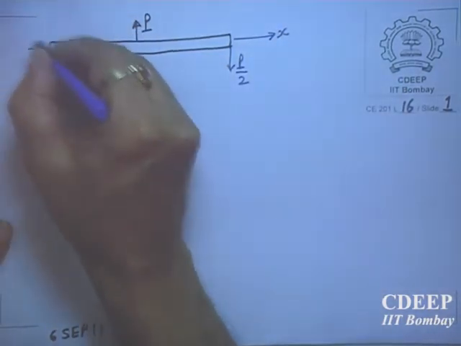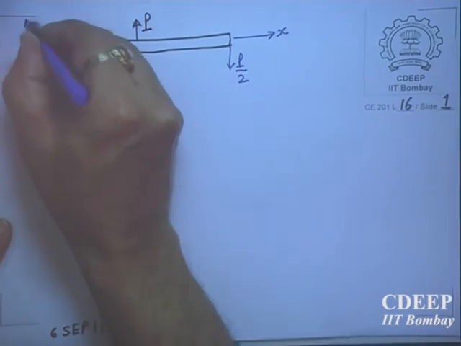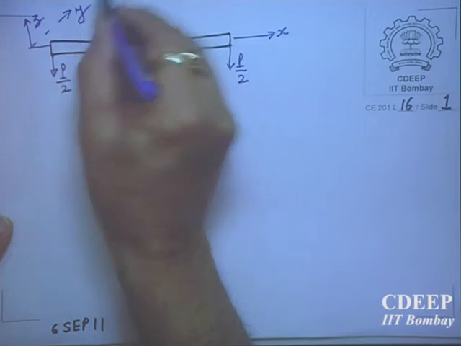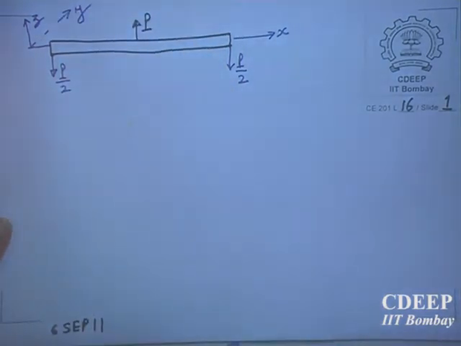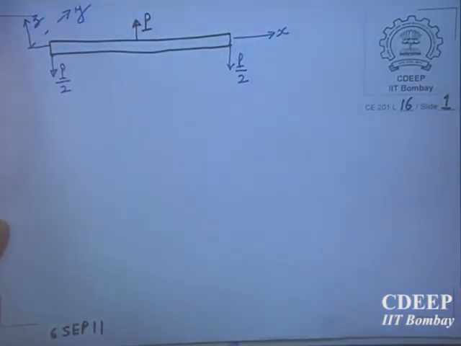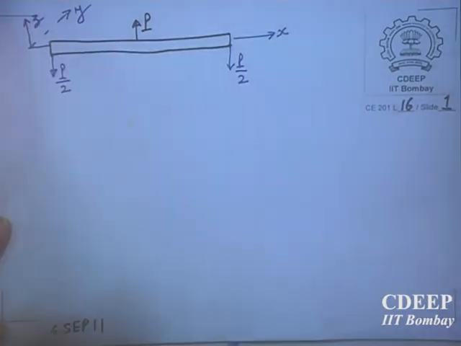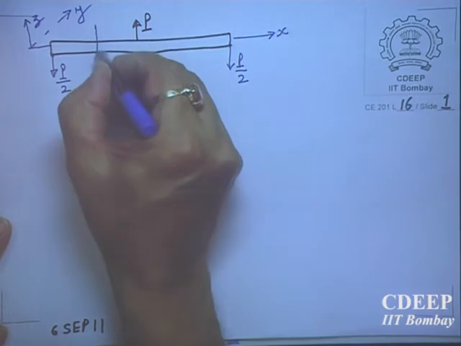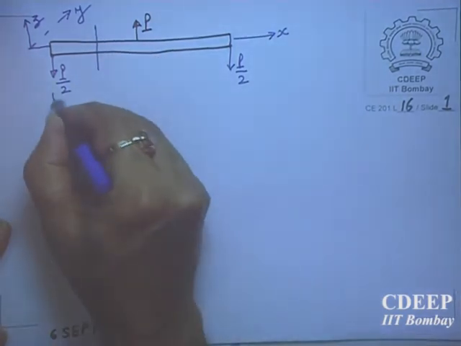if anything is not clear, please stop me and ask. But don't keep quiet. So it is like this. So this is the free body diagram. Now, what is the status at any cross section at a distance x from the left hand?